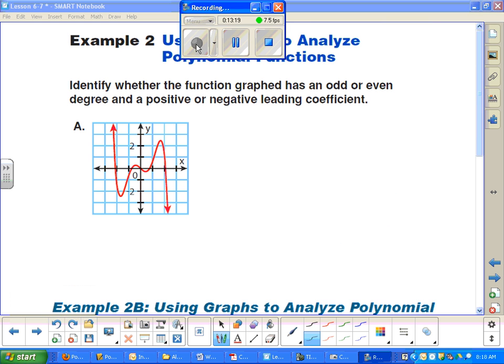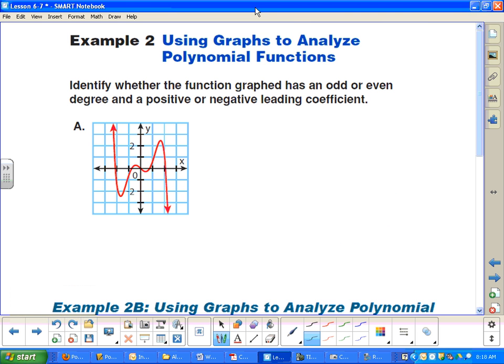So now we're going to look at graphs, and from a graph, determine whether the function is an odd or even degree and whether it has a positive or negative leading coefficient. So make sure you have that chart in front of you, right? And look at this graph. There are 4 different possibilities, right? So you've got a 25% chance of guessing correctly.